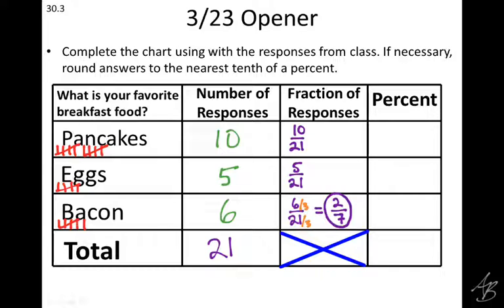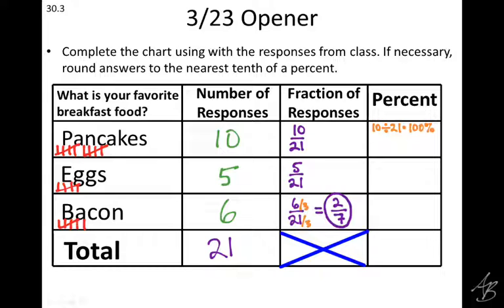Once I have those fractions, now I want to get the percents. And keep in mind, anytime we're using the calculator to do something, we need to show the work, show what we're typing into the calculator. So what do I type into the calculator to go from this fraction to a percent? Okay, good. So 10 over 21 is the same thing as 10 divided by 21. That changes it to a decimal. And then we're going to multiply that by 100%. All right, and that's going to change this fraction into a percent.